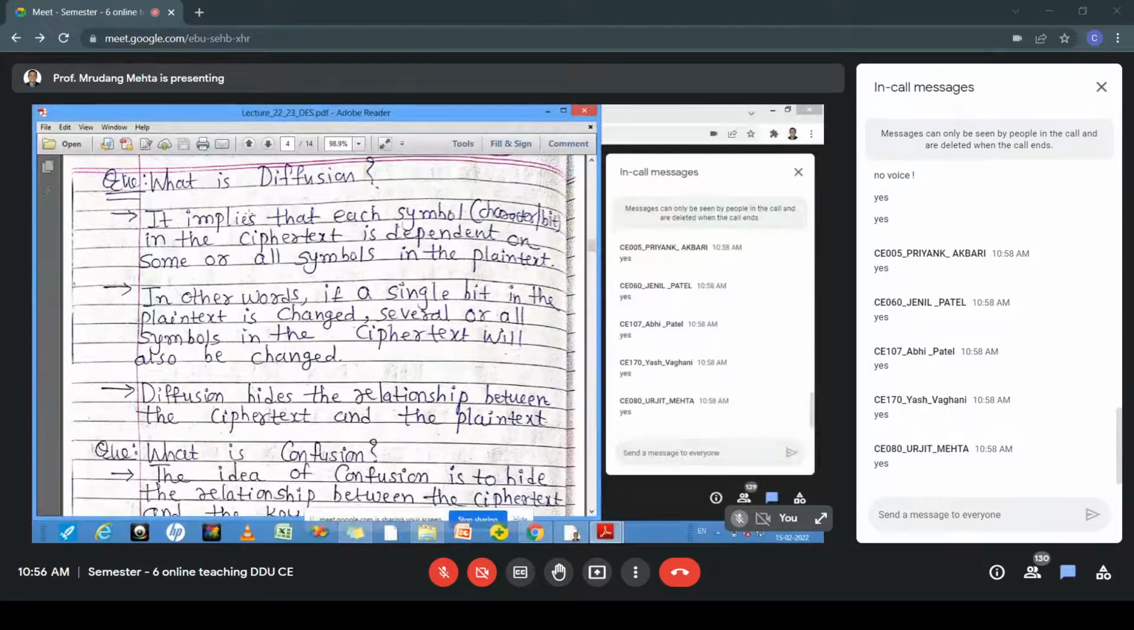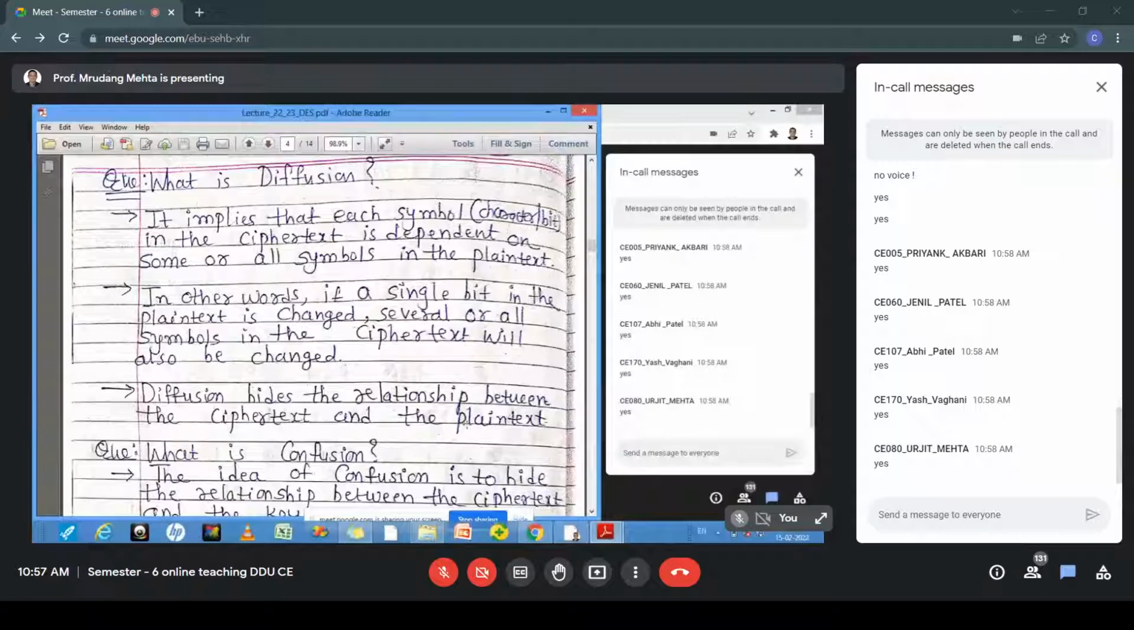So diffusion implies that each symbol in the ciphertext is dependent on some or all symbols in the plain text. In other words, if a single bit in the plain text is changed, several or all symbols in the ciphertext will also change, right? And diffusion actually hides the relationship between the ciphertext and the plain text. Right.